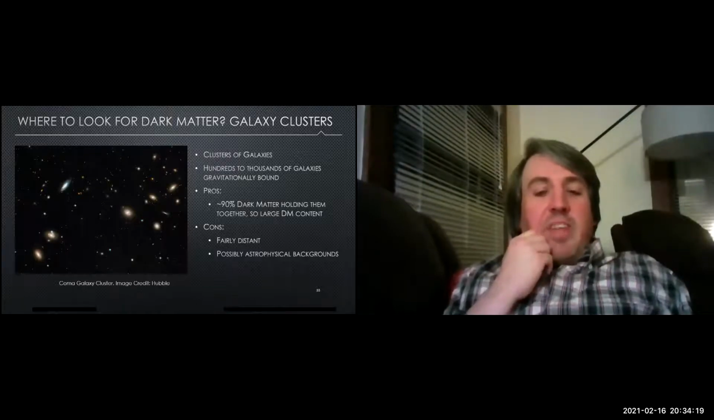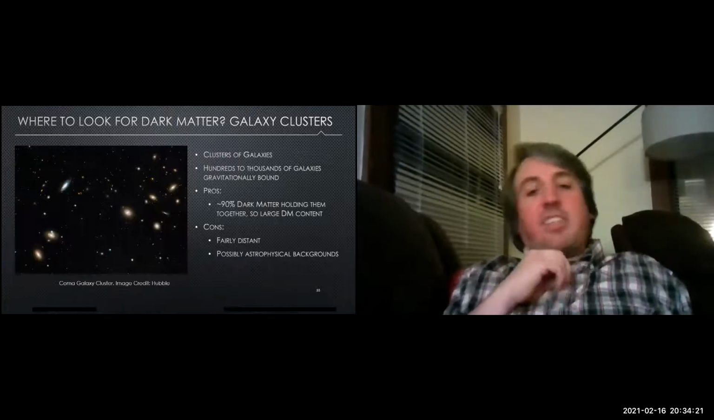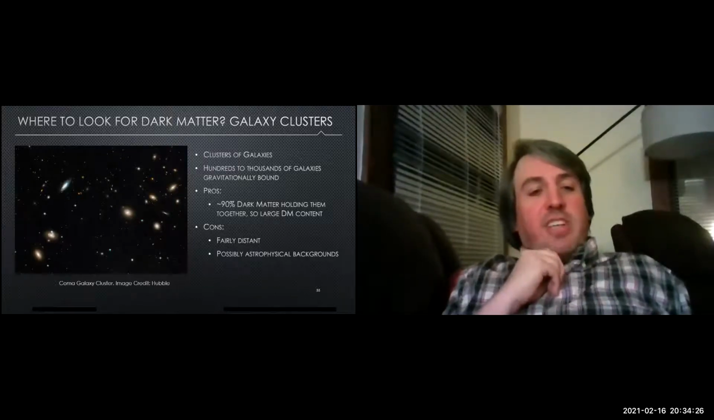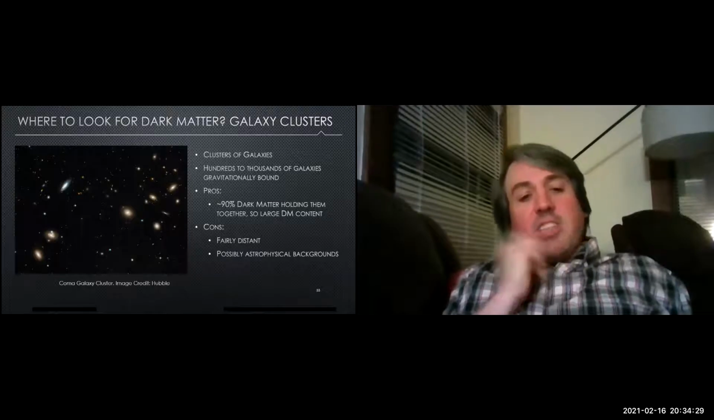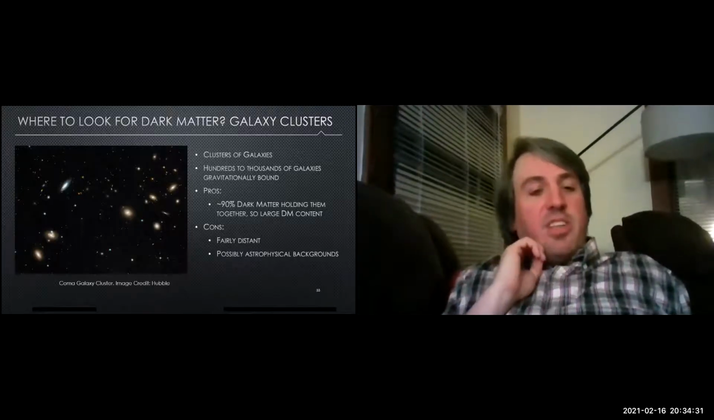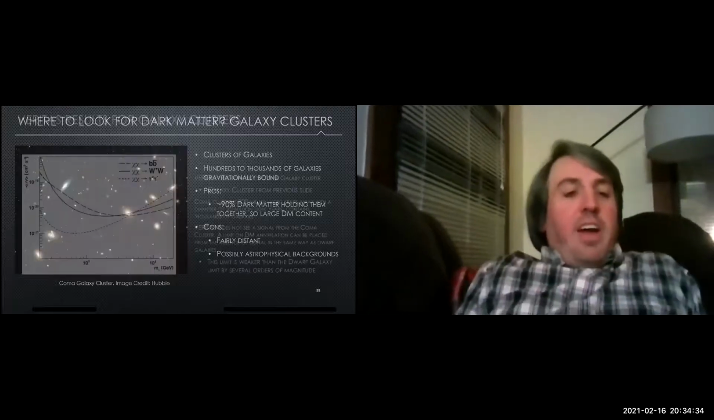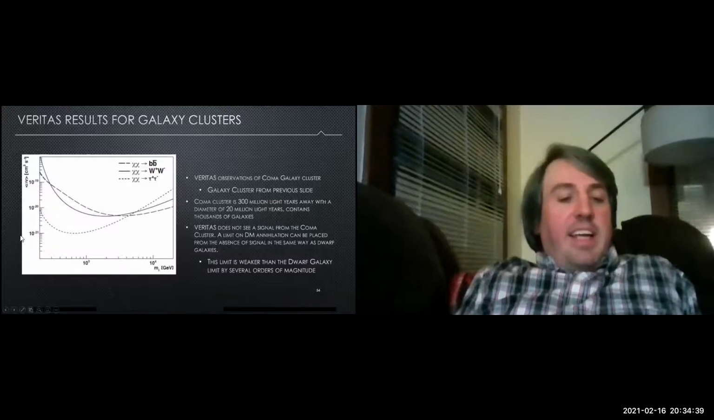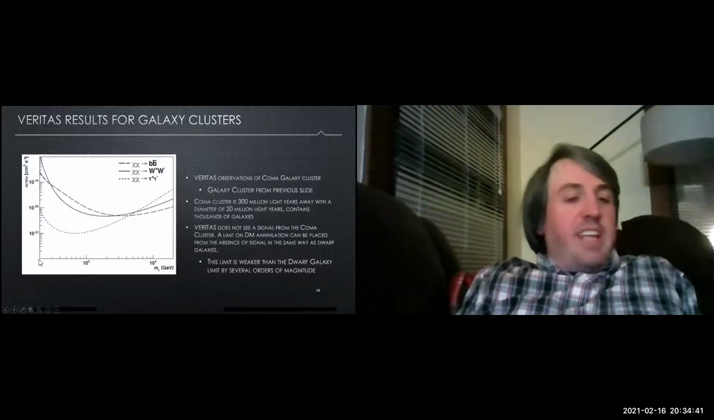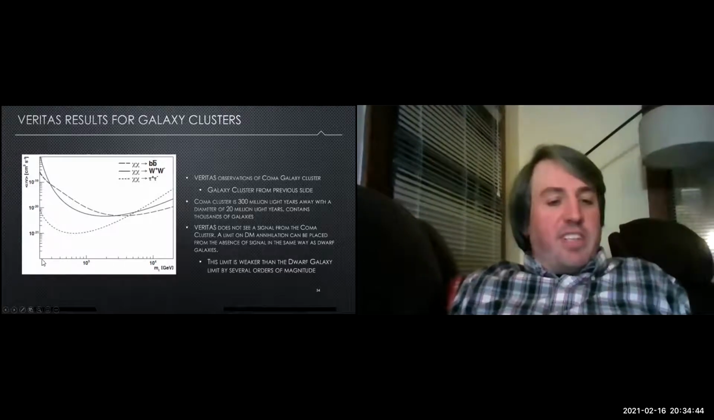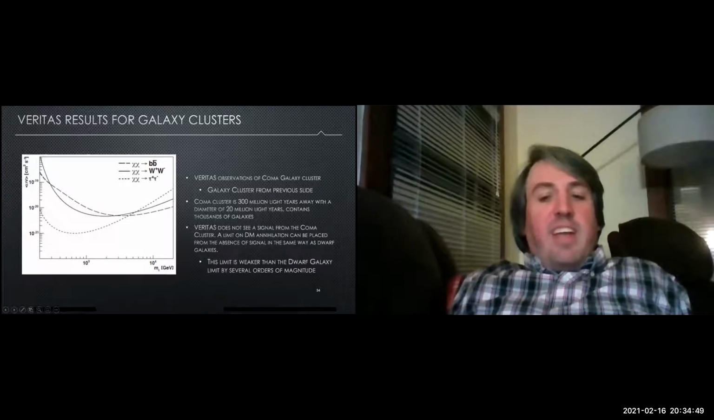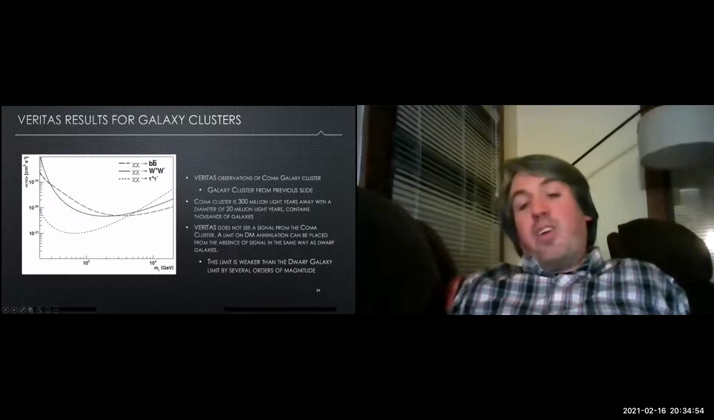The cons of looking at galaxy clusters, though, is that they're far away. The farther away you go, the weaker the signal is going to be. And it's also possible that galaxy clusters could be gamma ray emitters on their own. But VERITAS did look. This is the same sort of graph I showed a few slides ago for dwarf galaxies, only this is for the Coma cluster, which is about 300 million light years away, with a diameter of 20 million light years. So the Coma cluster is huge.